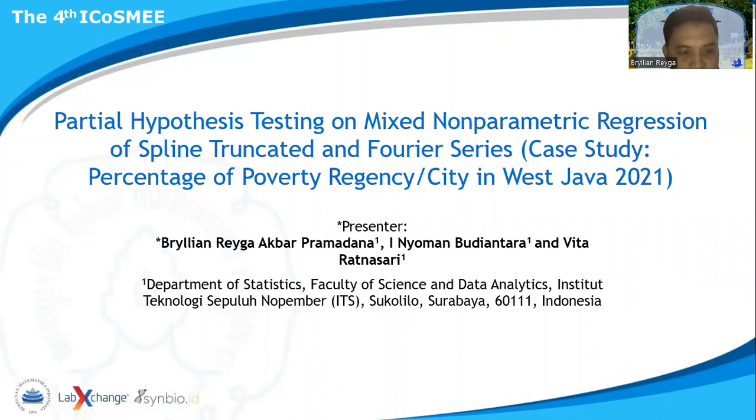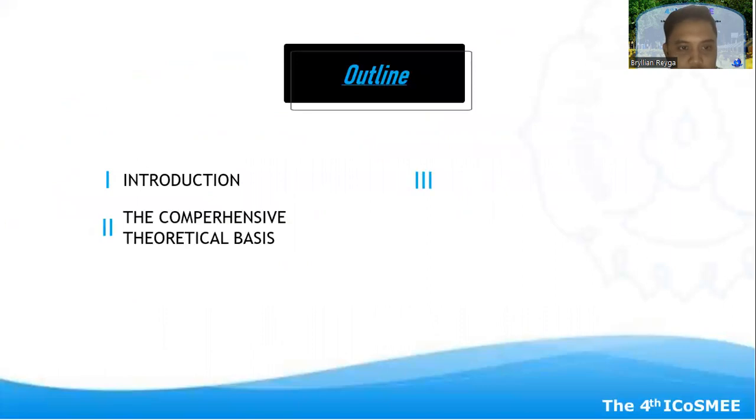Let me introduce myself. My name is Reyga Akbar Pramadana, a presenter at the conference The Fourth Ecosme. Here, I will briefly present the research I did with the title Partial Hypothesis Testing on Mixed Non-Parametric Regression of Spline Truncated and Fourier Series. This is my presentation outline. First, introduction. Second, the comprehensive theoretical basis. Third, methods. And fourth, result and discussion.